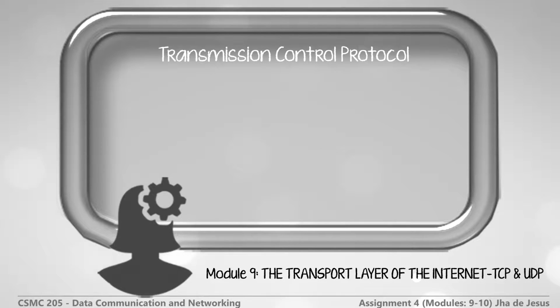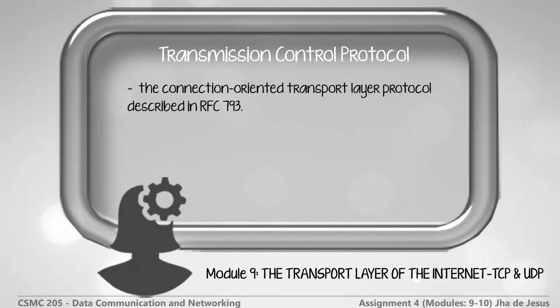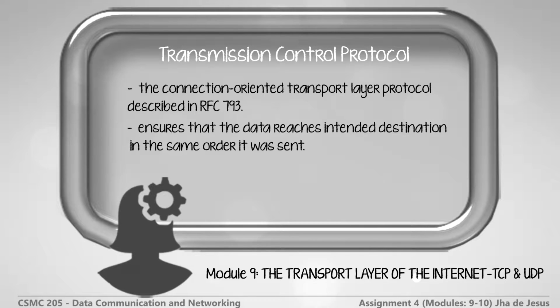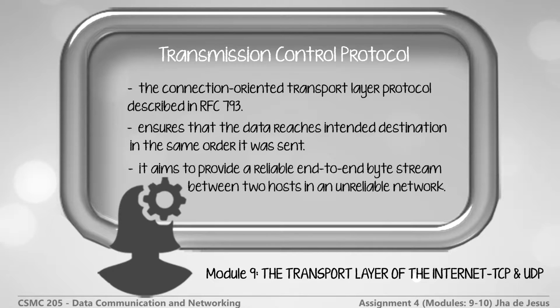Let's start with Transmission Control Protocol. TCP is the connection-oriented transport layer protocol described in RFC 793. TCP ensures that the data reaches intended destination in the same order it was sent. It aims to provide a reliable end-to-end byte stream between two hosts in an unreliable network.